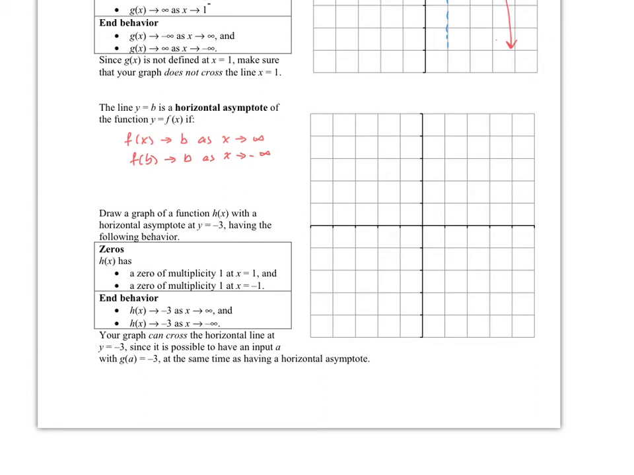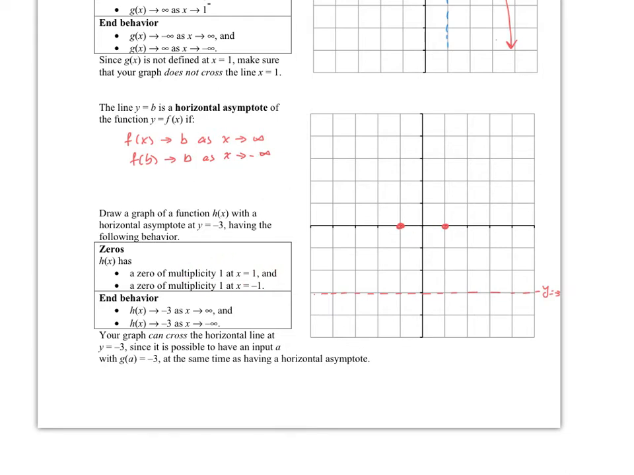Okay, so let's do this graph. It says draw a graph h of x that has a horizontal asymptote of -3. So -3 is here. This is y equals -3. Now, unlike vertical asymptotes, horizontal asymptotes, you can cross them and nothing happens. Then you need to have the following zeros. It has a 0 of x equals 1, which is here with multiplicity 1, and -1 with also multiplicity 1.